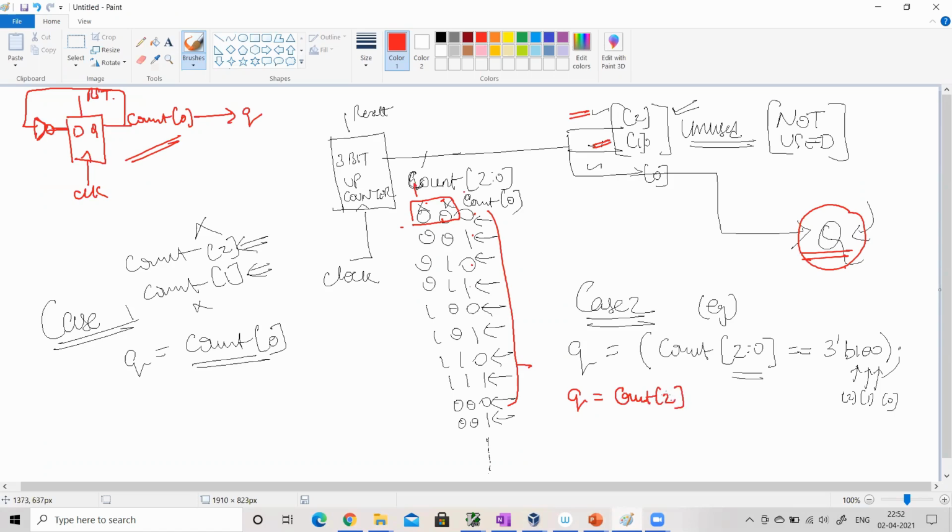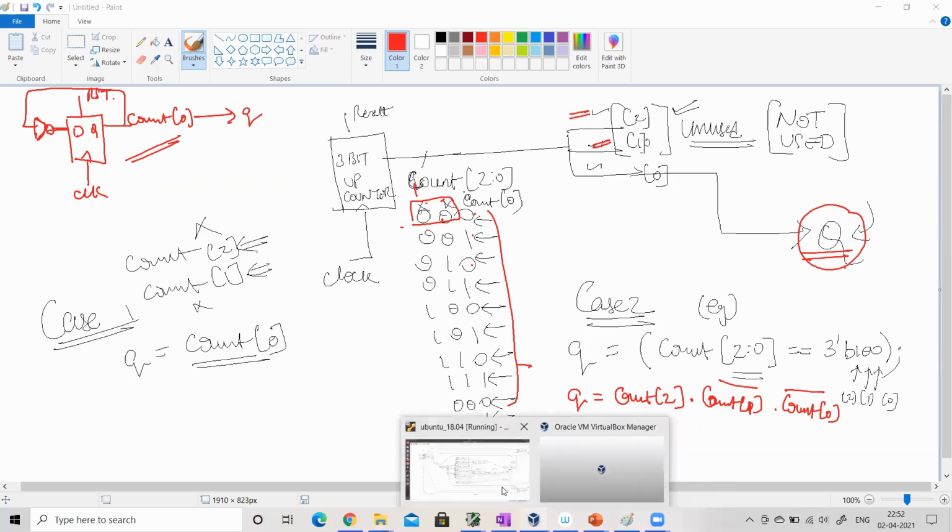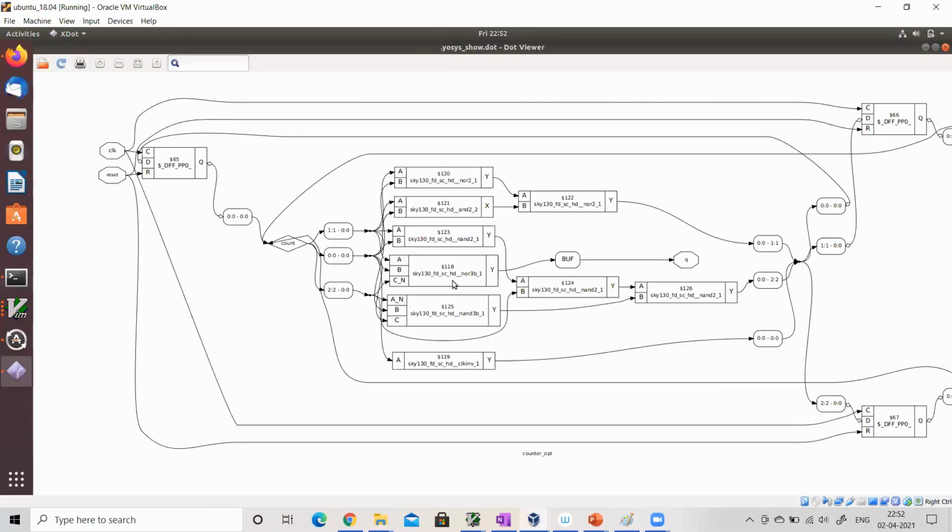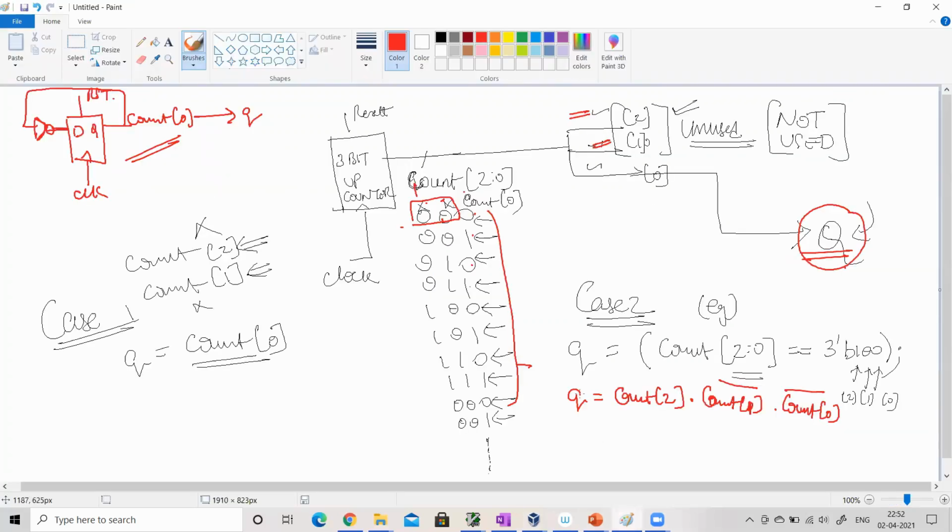count 2 dot count 1 bar dot count 0 bar. Correct. This is the expression we are looking for, 100. Correct. Now let us see what expression we got. The expression we got here is, it's a 3 input NOR gate with C inverted and connected to bit 2. So let's look for the expression.